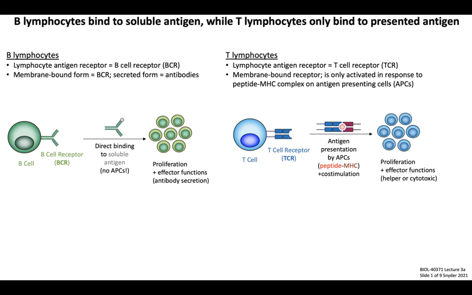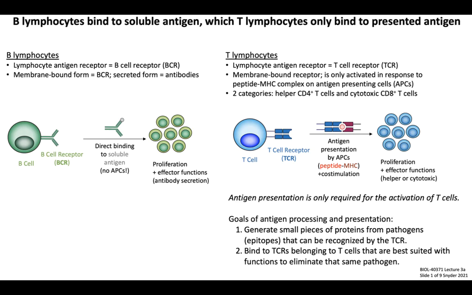The BCR can bind to soluble antigen and does not require antigen-presenting cells, while the TCR can only recognize foreign peptide sequences when they are presented while bound to a major histocompatibility complex, or MHC molecule, which is expressed by antigen-presenting cells. So for our lectures that deal with antigen processing and presentation this week, keep in mind that these things are required to activate T cells of the adaptive immune system, but not B cells.